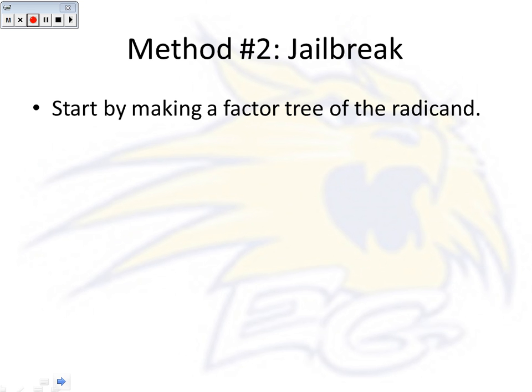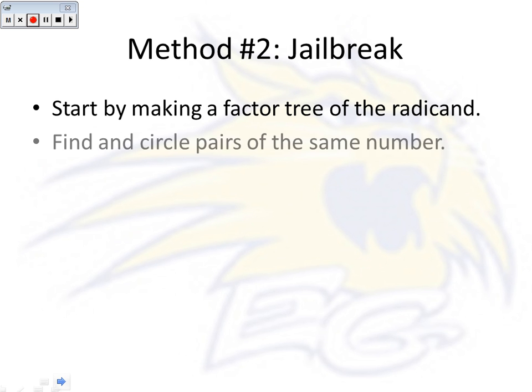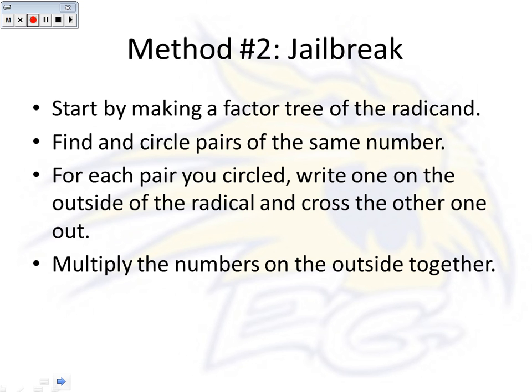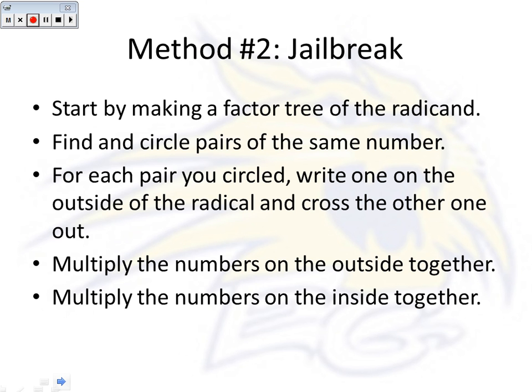So, you start by making a factor tree of the radicand. You want to get down to the prime factorization of it. Then you find and circle pairs of the same number. And then for each pair you circled, you write 1 on the outside of the radical and cross the other one out. Then you multiply the outsides and multiply the insides. These two steps could be done at the same time.